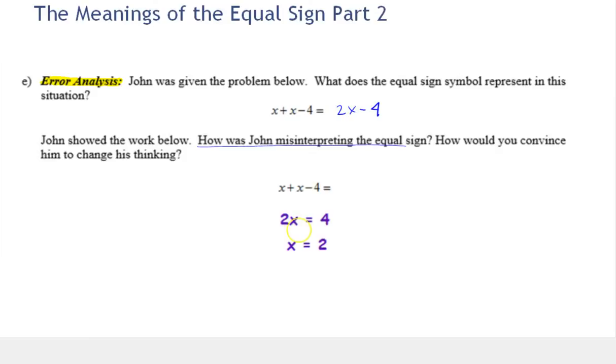So let's see what John did. So John has 2x equals 4. Okay, so we have the expression 2x minus 4. How is he getting that 2x equals 4? Okay, so maybe you can see that John is thinking that since there's nothing here, it's an equation that equals 0. And let me put not true. Okay, so John thinks he's solving an equation equal to 0.